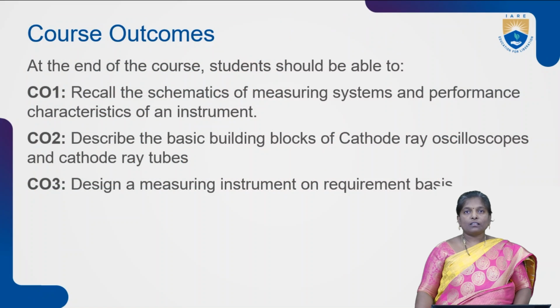Coming to the subject, the main course outcomes are, at the end of the course, the student should be able to recall the schematics of measuring system and performance characteristics of an instrument. Second, describe the basic building blocks of cathode ray oscilloscope and cathode ray tubes. And finally, the student can design a measuring instrument on requirement basis. These are the course outcomes for the EMI subject.